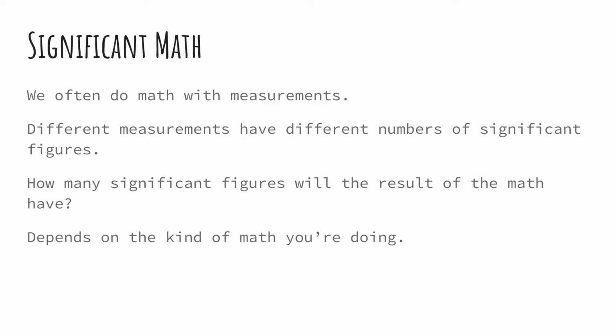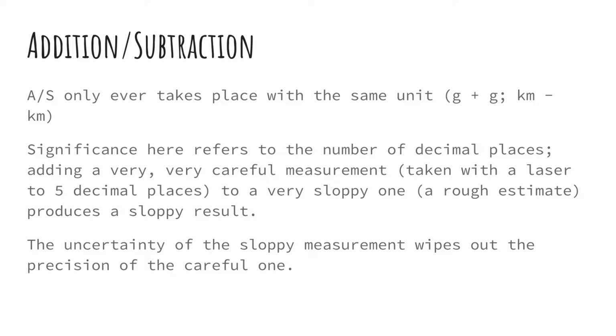Okay, where do you cut off the number, right? Where do you round? You do math with different measurements. Those measurements have different amounts of significant figures. How many significant figures will your answer have? That depends on the kind of math you're doing. We make the distinction between addition and subtraction on the one hand, multiplication and division on the other. Because when you're doing those two different kinds of math, you're transforming the measurements in different ways. So you care about the information in the measurements in different ways.